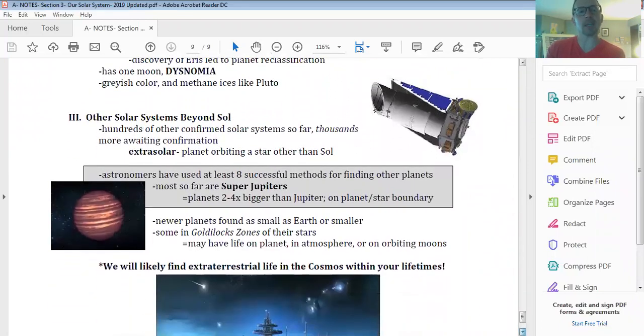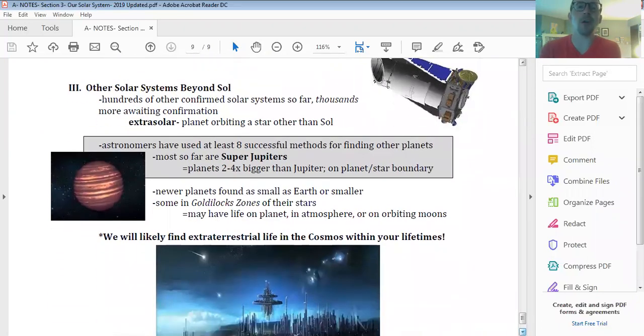So I added this section a couple years ago. I used to call this section the solar system, but notice I now call it our solar system, because we know for a fact now our solar system is but one of many.